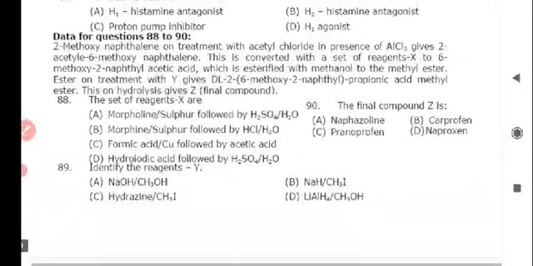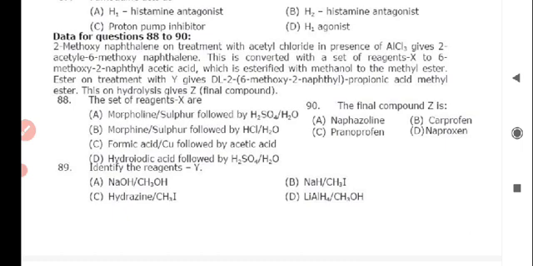So moving to next question, the statement for these questions are, 2-methoxynaphthalene on treatment with acetyl chloride in presence of AlCl3 gives 2-acetyl 6-methoxynaphthalene. This is converted with a set of reagents X to 6-methoxy-2-naphthyl acetic acid, which is esterified with methanol to the methyl ester. Ester on treatment with Y gives DL 2-(6-methoxy-2-naphthyl) propionic acid methyl ester. This on hydrolysis gives Z, which is a final product.